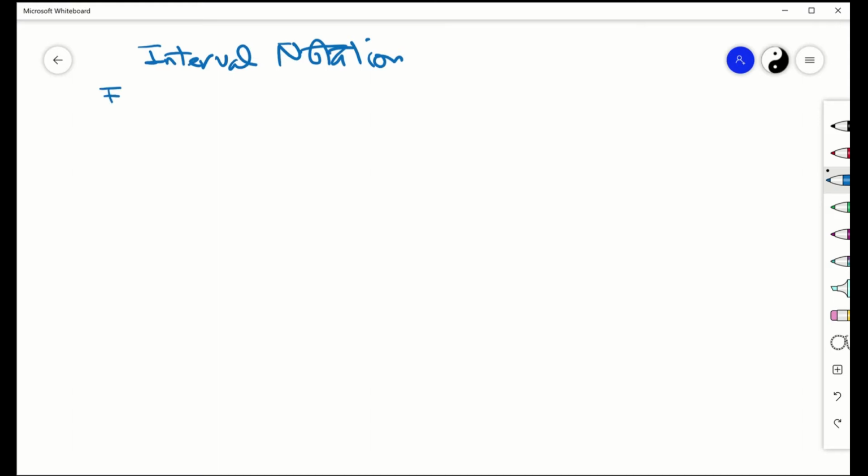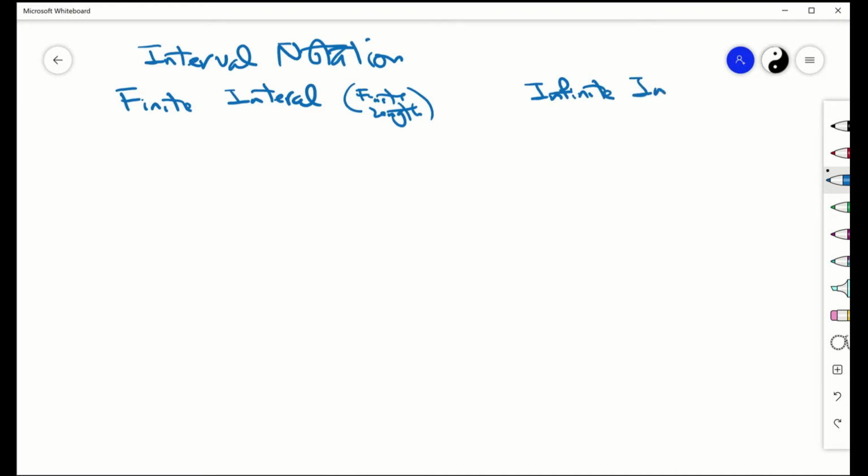So on the left here, we will look at what are called finite intervals. And by that, we don't mean the number of points in the interval, we mean finite length. And on the right side here, we'll look at the infinite intervals. And again, here we mean infinite length. All intervals obviously have infinitely many points in them, okay?